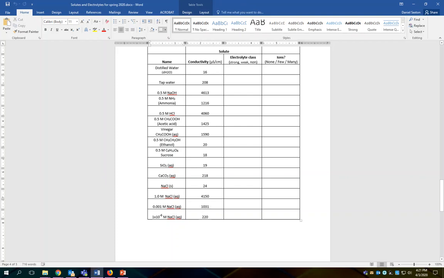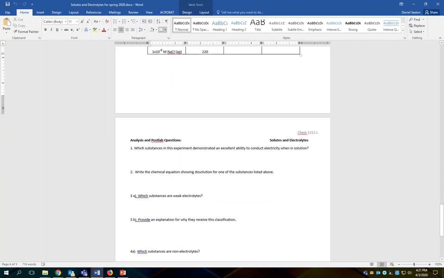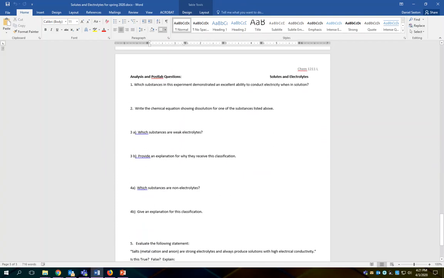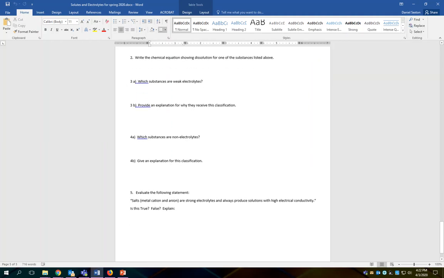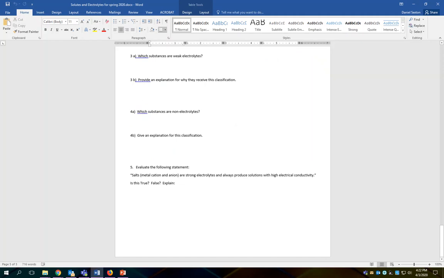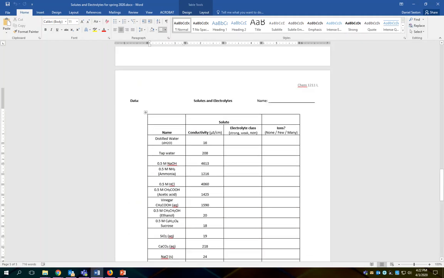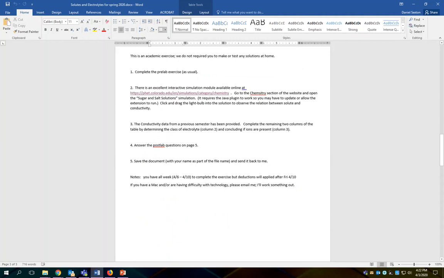So what you're going to do is fill out this table here and use those results to organize things in the post-lab questions, give explanations for any of your classifications, and evaluate this statement down here based on your results. So that about covers what I need you to do for this exercise. Again, keep in mind you'll have the week of the 6th through the 10th to work on this, and it'll be due at the end of the day on the 10th at the latest. Of course, you can always turn it in to me earlier.